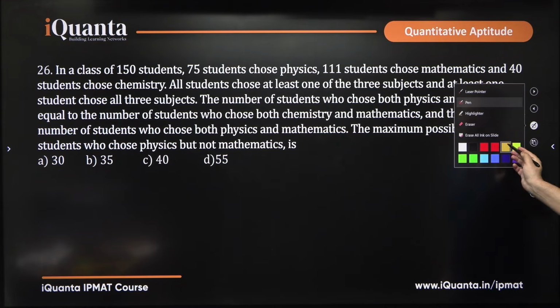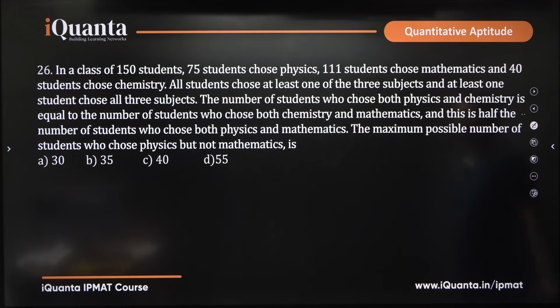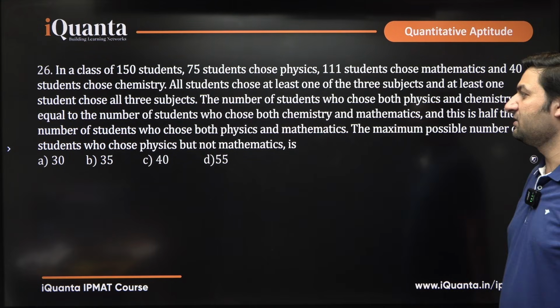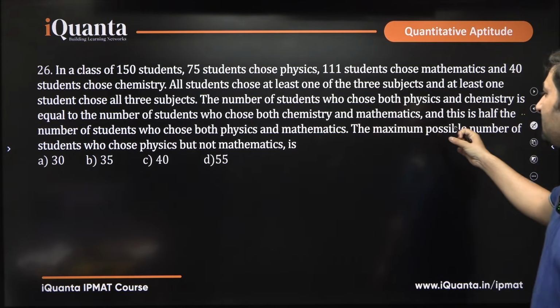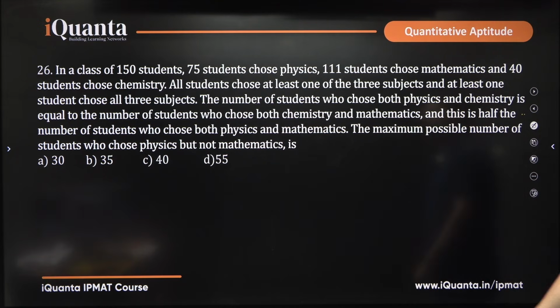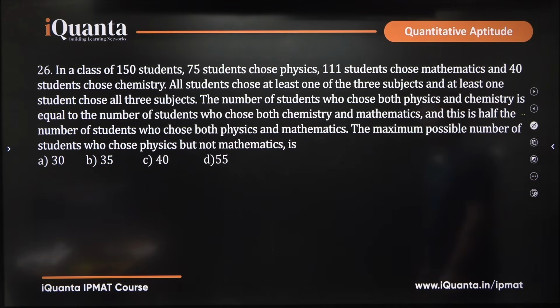Now let us talk about this question. In a class of 150 students, 75 students choose physics, 111 choose mathematics, 40 choose chemistry. All students choose at least one of the 3 subjects, and at least one student chooses all 3 subjects. The number of students who choose both physics and chemistry is equal to the number of students who choose both chemistry and mathematics, and this is half the number of students who choose both physics and mathematics. The maximum possible number of students who choose physics but not mathematics is.